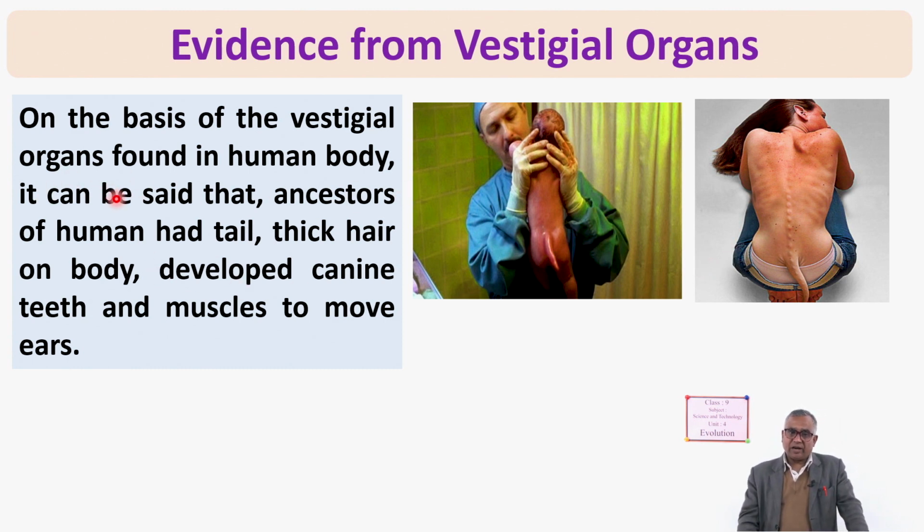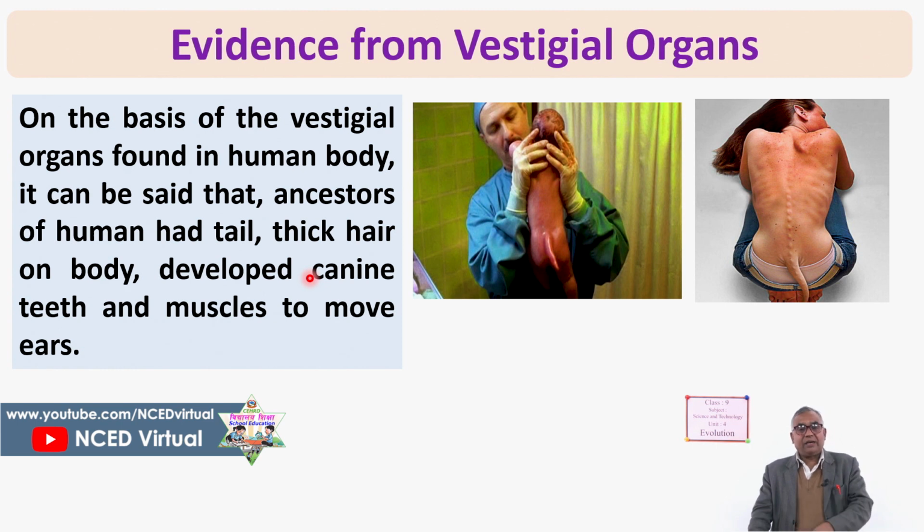On the basis of the vestigial organs found in the human body, it can be said that ancestors of humans had a tail, thick hair on the body, developed canine teeth, and muscles to move ears. Because we have studied only about vestigial organs of human beings, that's why here we have discussed human beings. If we study vestigial organs of other organisms, we can find their ancestors. Yes, on the basis of these proofs, we can say that our ancestors were ape-like. Apes are monkeys with a very short tail, and other characteristics are very common in them. They could move their ears, they could break nut-like fruits by their canine teeth. They have thick hair on their body.